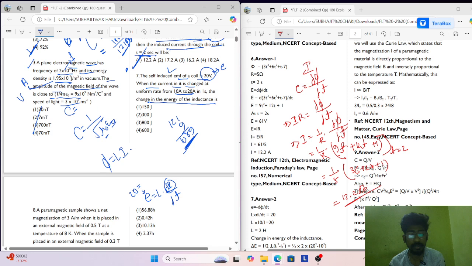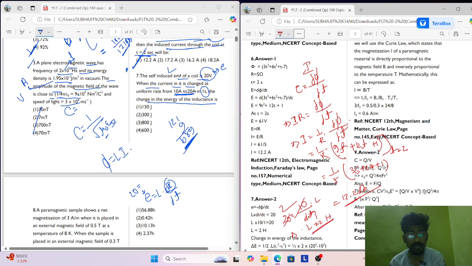di is the change in the current, that is 20 minus 10, which means 10. So 20 equals 10 into L by dt. And the change is in 1 second, so dt will be equal to 1. Therefore L will be equal to 2 Henry.